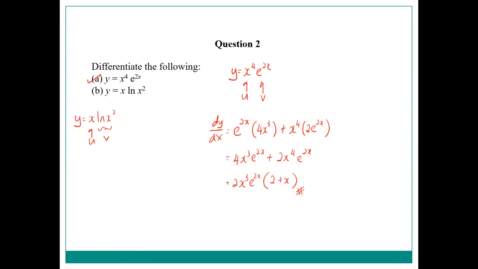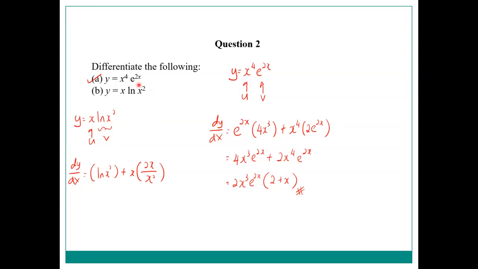So similarly, I must apply product rule in order to find the dy dx because I have something multiplied with something. A function x, a linear function, multiplied with a natural logarithmic function. So my dy dx equal to v du dx, which is 1, right, plus u dv dx. So I got 2x over x squared, right?